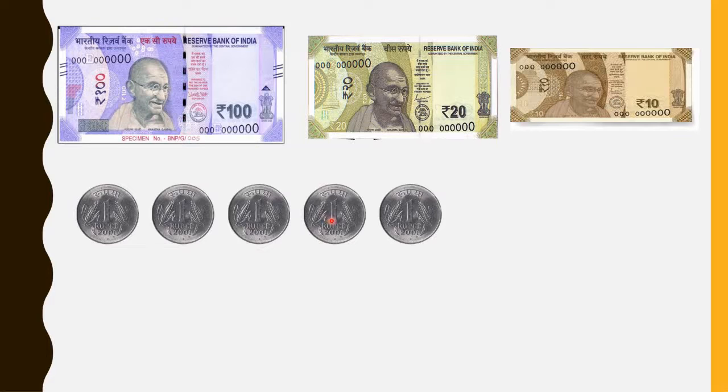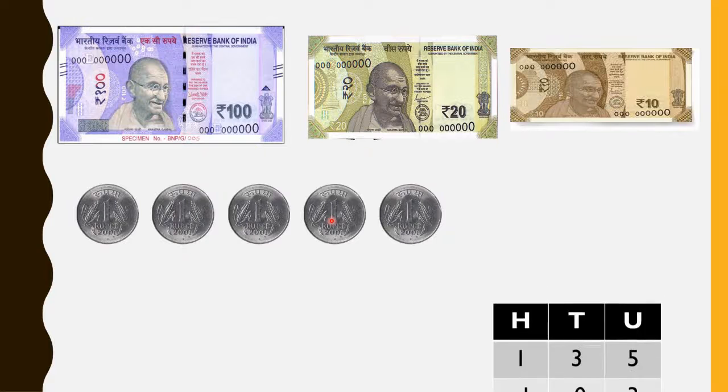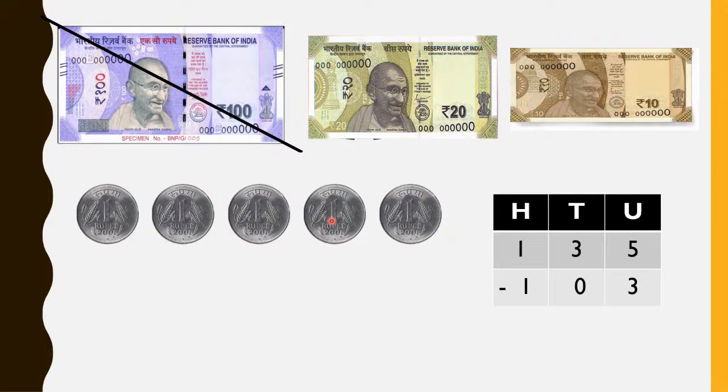From this 135, if I spend 103 rupees, that is a 100 rupee note and 3 coins of 1 rupee, how much money is left with me now? Okay students, always remember we have to start from the units place. We always subtract from the units place. So 5 minus 3, what is the answer?